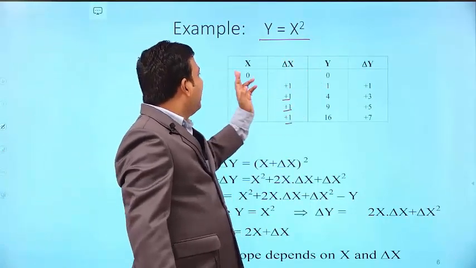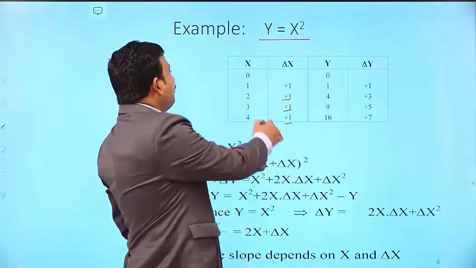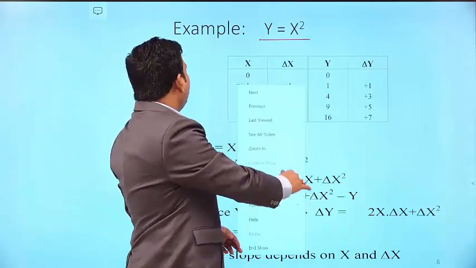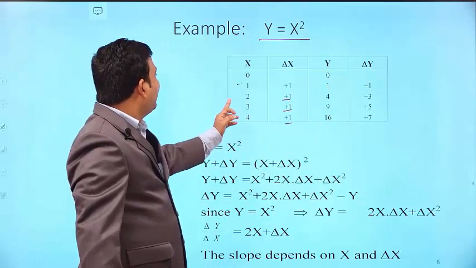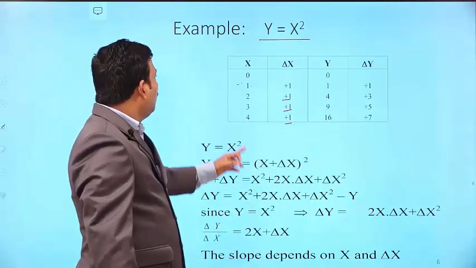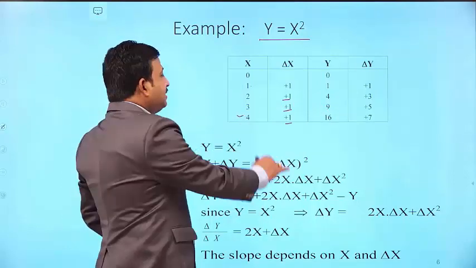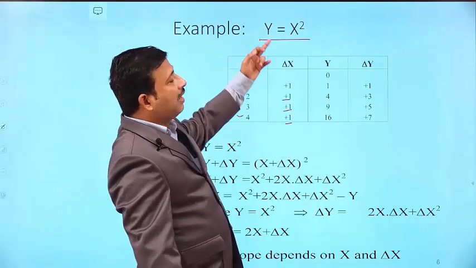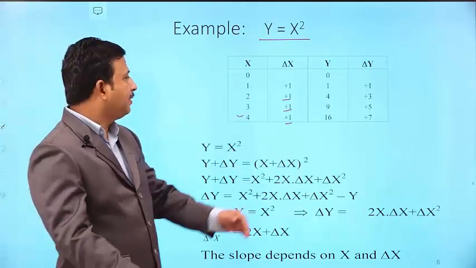Similarly, y equal to x square. If x is 0, y is 0. When you put x equal to 1, then y is equal to 1. When x equal to 2, y equal to 4. When x equal to 3, y is equal to 9. When x equal to 4, y is equal to 16. Just simply put the value here. Why? Because I want to show you the changes, how it is happening everywhere.